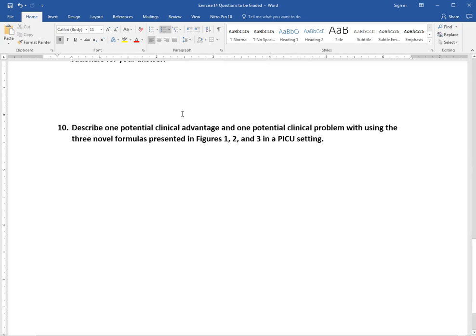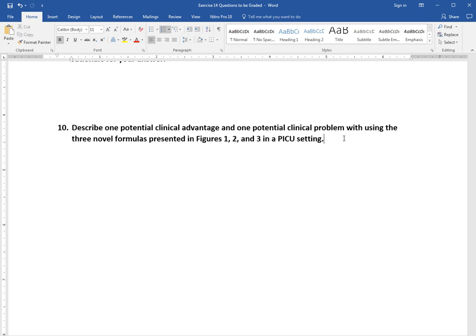Number 10, describe one potential clinical advantage and one potential clinical problem with using the novel formulas presented in figures 1, 2, and 3 in a PICU setting. So again, these were all regression formulas, but they had different values for the slope and intercept, which is why they looked a little bit different. So just use your knowledge of nursing and health in general to see what you think about what could be a potential advantage or disadvantage to using those formulas to predict weight.